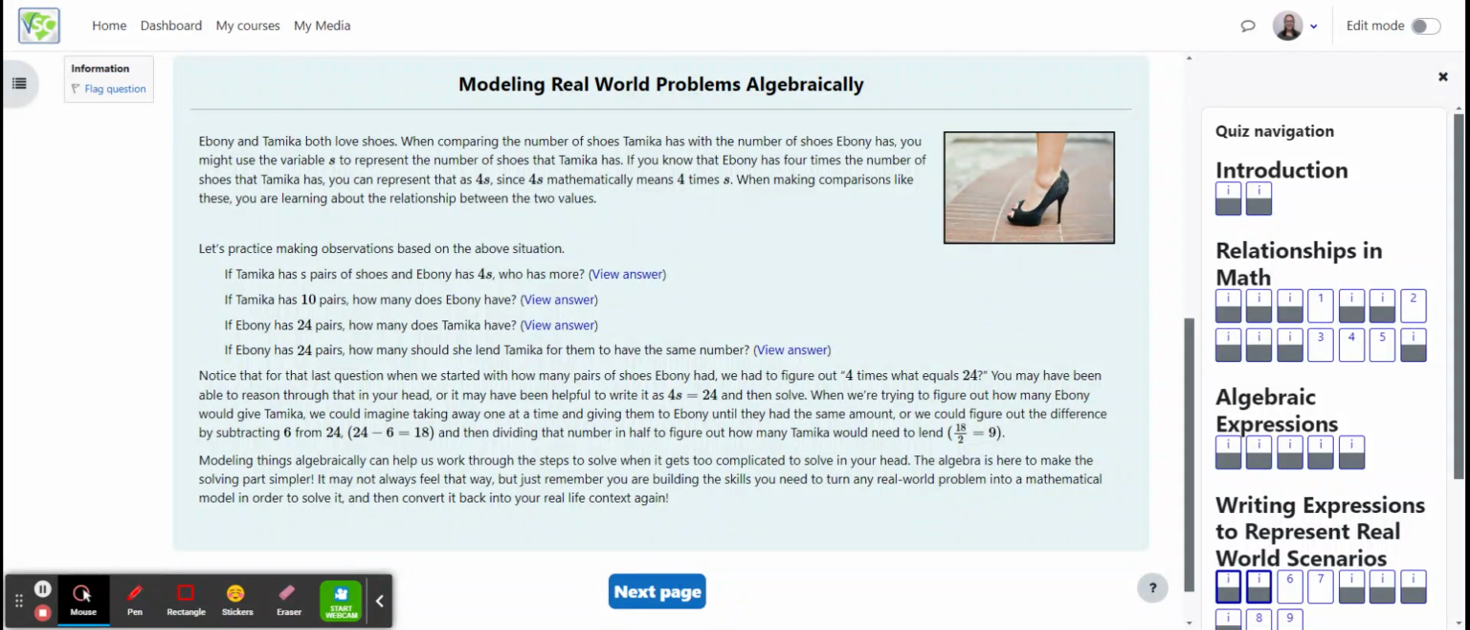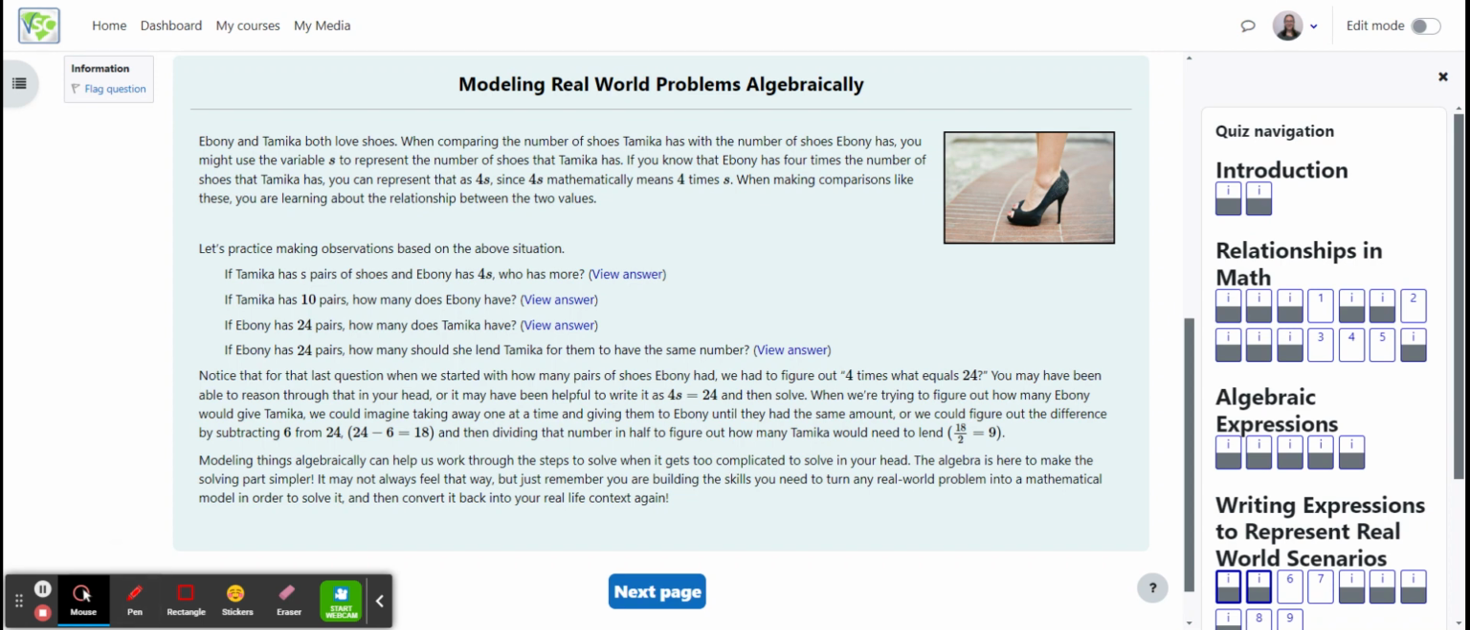All right, in this video, we are going to go over lesson 1.1, and we are on the section about writing expressions to represent real-world scenarios. So in this example, we've got Ebony and Tamika, and they both love shoes. And when we're comparing the number of shoes Tamika has with the number of shoes Ebony has, you might use the variable S to represent shoes.